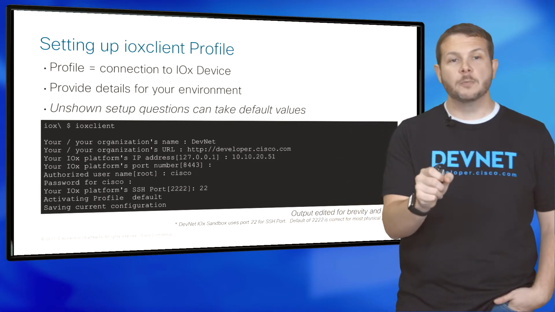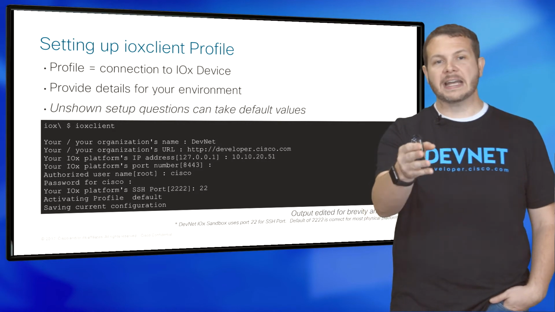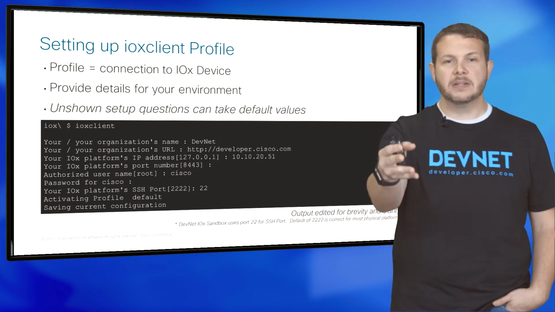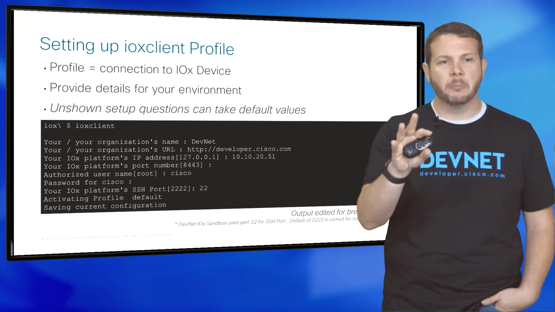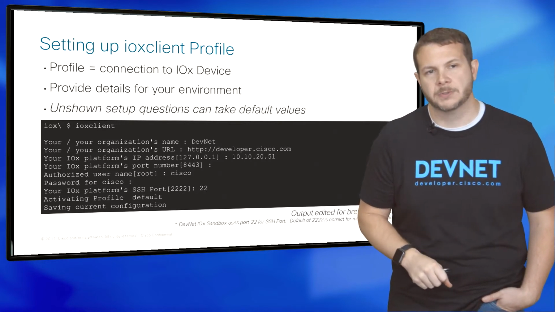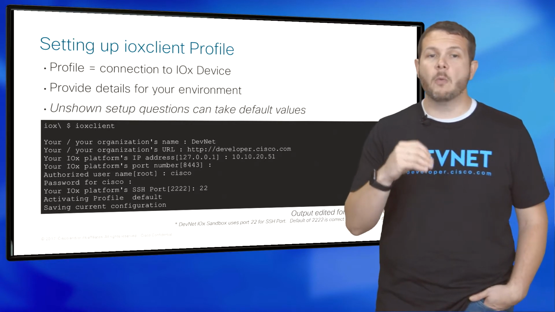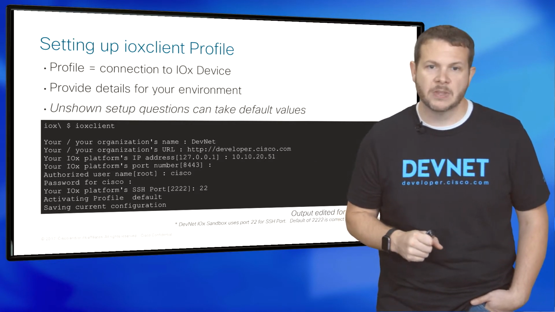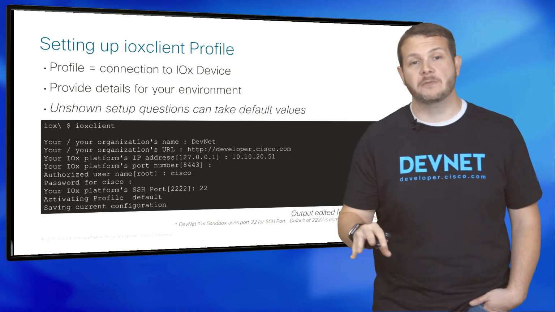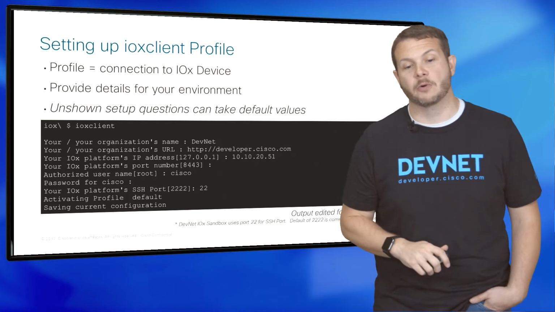So we create a new profile. In this case, we're going to provide the IP address of our IOx platform, the port information, username, and credentials. When you first run IOx Client, if you have no profiles, it will walk you through this process. Now, most of the settings, you can just take the default, making it very easy to get these new profiles set up.